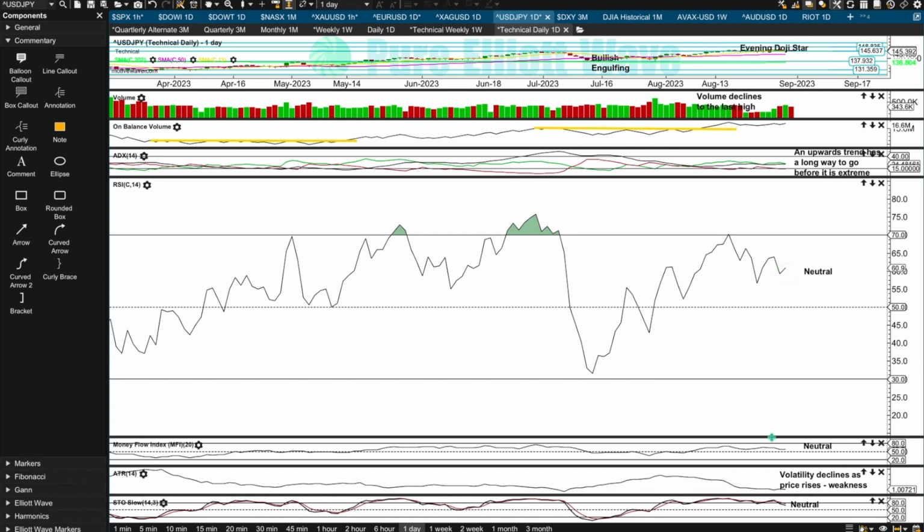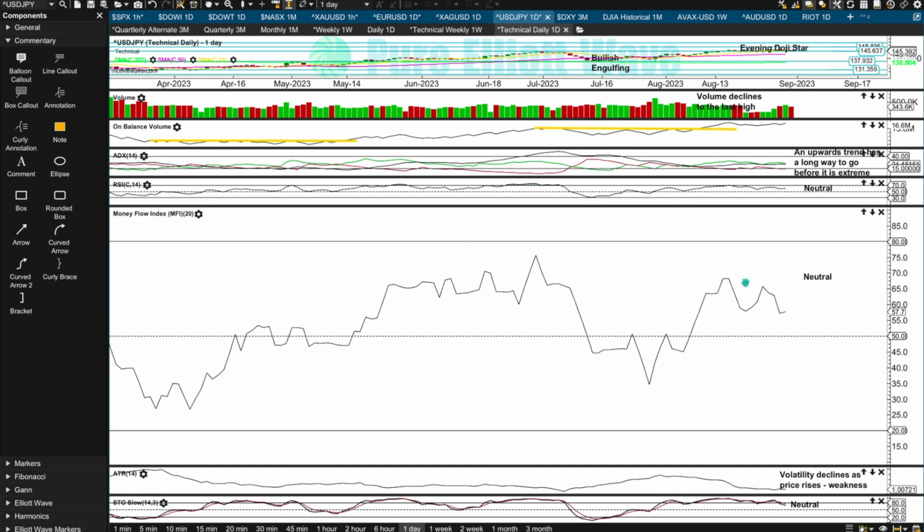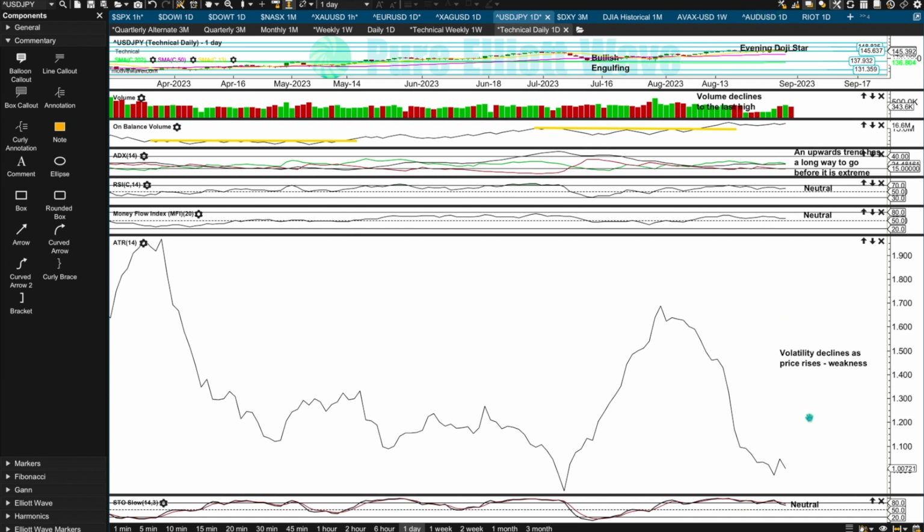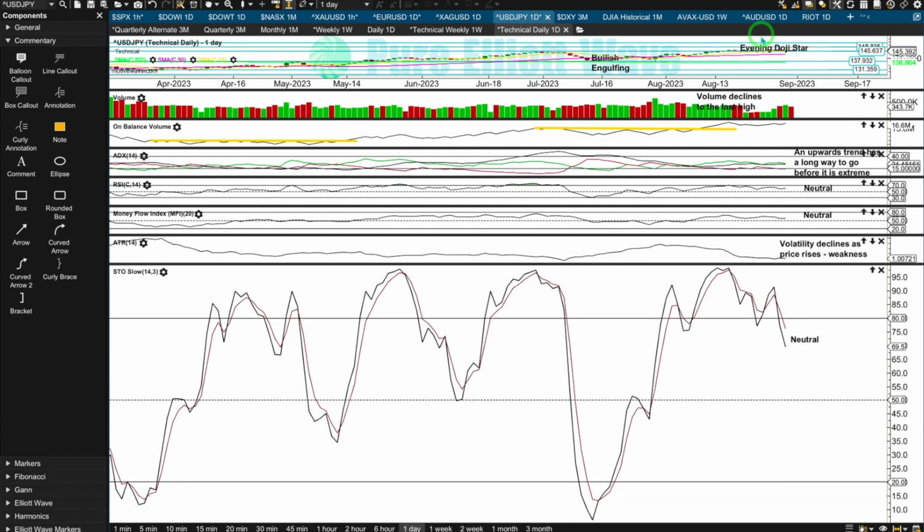RSI is in neutral, there's no bearish divergence. Money flow also neutral with no bearish divergence. Volatility declining at the daily time frame as well as price rises, so there is weakness in this upward movement. Again, this fits with the Elliott wave count, and stochastics neutral.